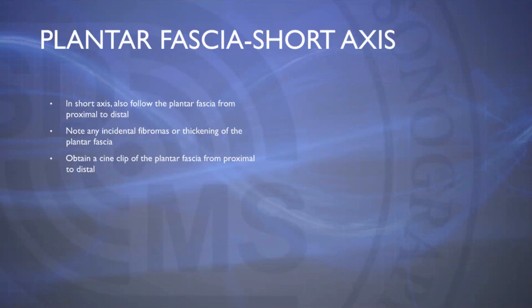The plantar fascia itself, I think, is harder to see in the short axis. The fibromas are easier to stand out in the short axis, but the actual plantar fascia itself can be challenging to see in the short axis, especially as we move more distal. So you may have to move back into the long axis to get your bearings on where you're at and not get confused on where the plantar fascia is located.